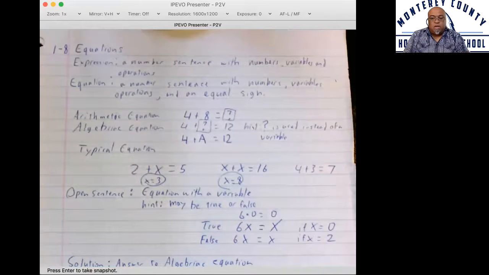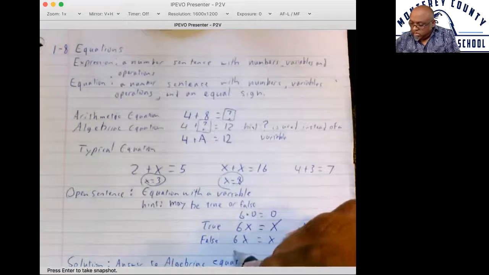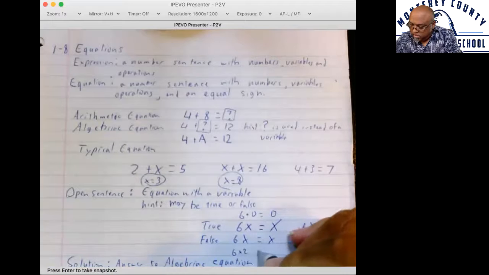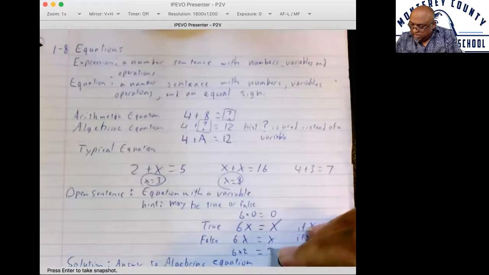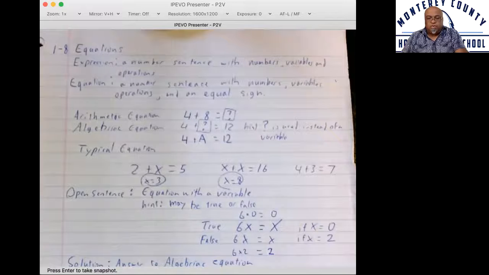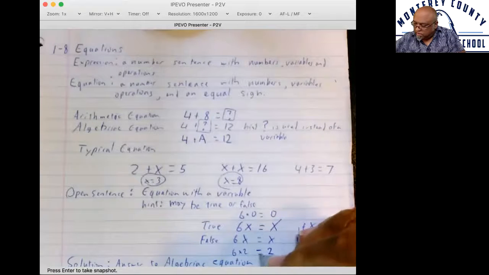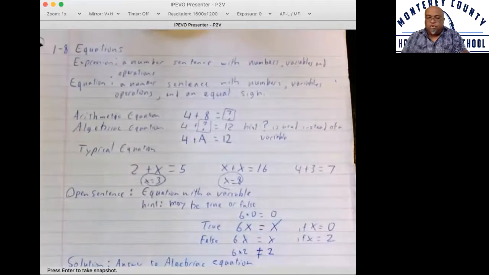Okay. Now let's look at this open sentence equation that is false. It's the same sentence again. 6x is equal to x. But the difference is, in this particular version of it, x equals 2. Well, let's find out. 6 times 2 does not equal 2. So this one would be false. So you notice in the false one, once I finally wrote it out, I changed from an equal sign to a not equal sign, okay?